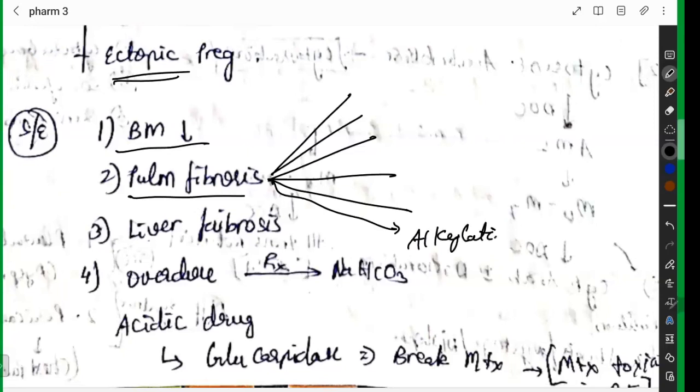Alkylating agent, I can add it as a last drug. What are the first 5 agents? Can you recall and tell me what are the 5 drugs? Alkylating agent, I accepted what Afif told. What are the other 5 drugs which are going to cause pulmonary fibrosis?